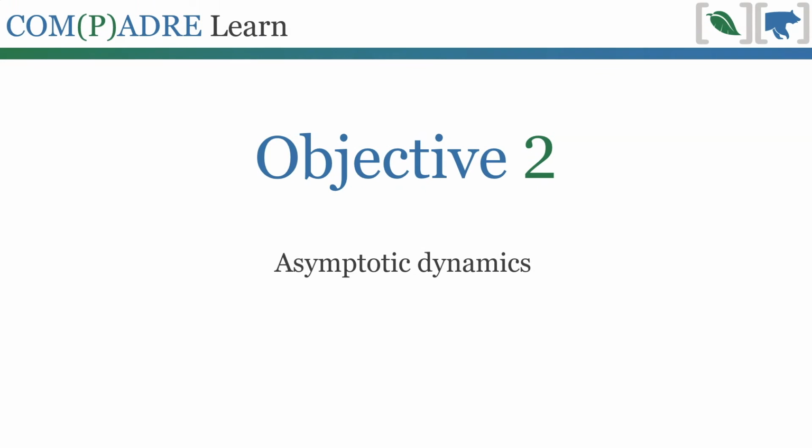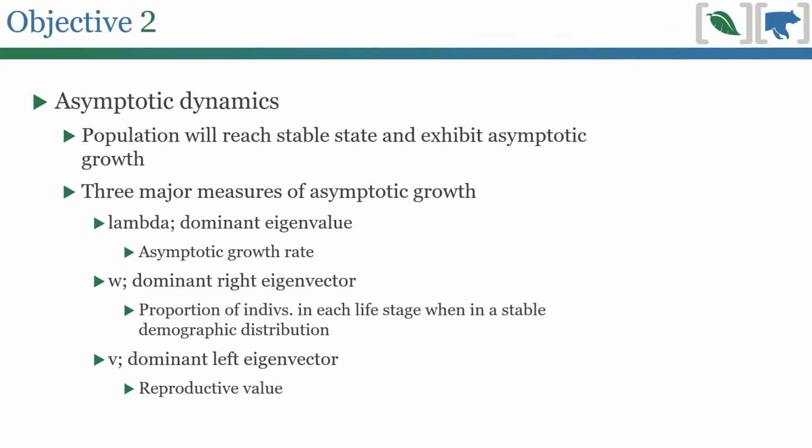Objective 2. Asymptotic dynamics. In the long term, a population will reach a stable state and exhibit asymptotic growth. There are 3 major measures of asymptotic dynamics, and they're described by the dominant eigendata of the matrix. Lambda, or the asymptotic population growth rate, is the dominant eigenvalue. W, which is the proportion of individuals in each life stage when in a stable demographic distribution, is the right eigenvector. And V, the reproductive value vector, is the dominant left eigenvector.